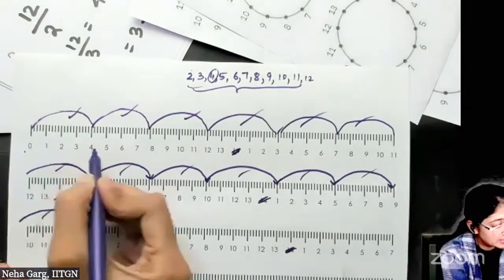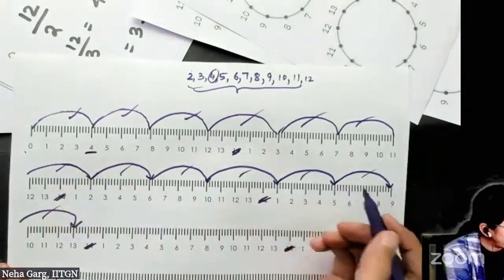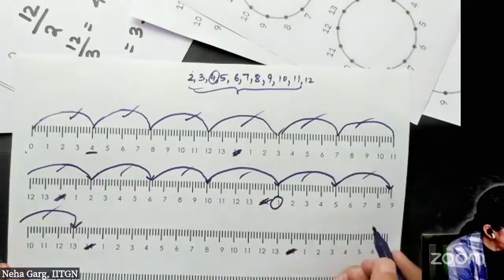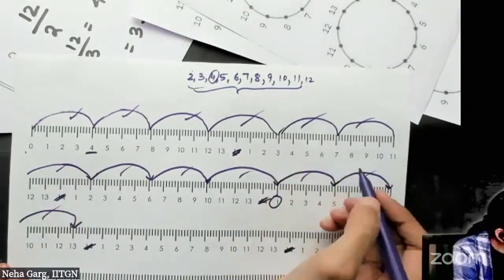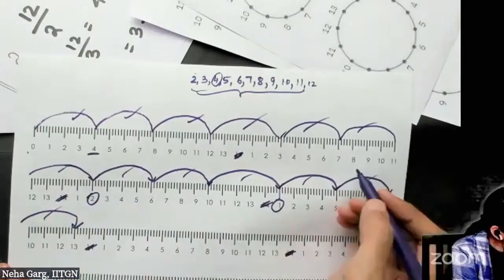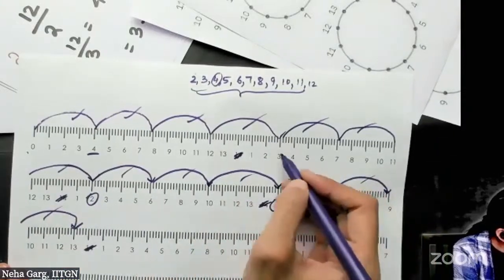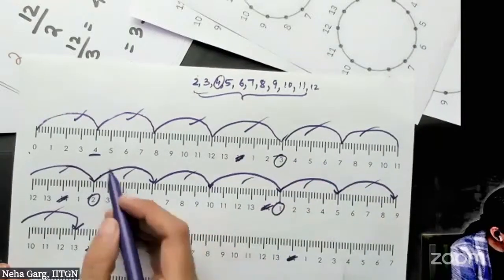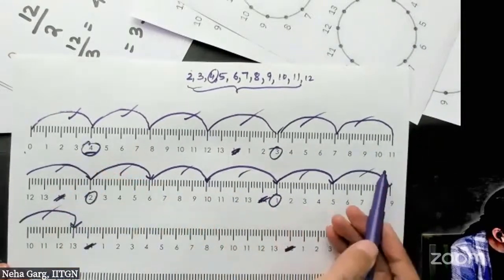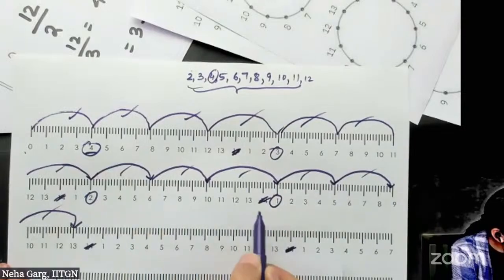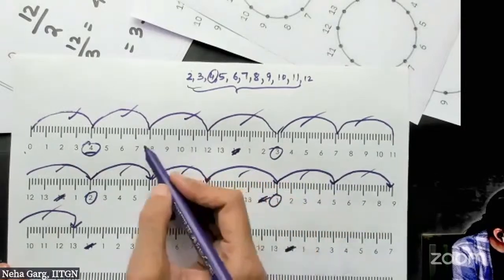So this is 4. Then, okay, let's see where is 1. So 1. Then we have 2. Where is my point number 2? Then I have 3. Where do I see 3? Then we have 4. 5. Where is 5? Somewhere it should be here.